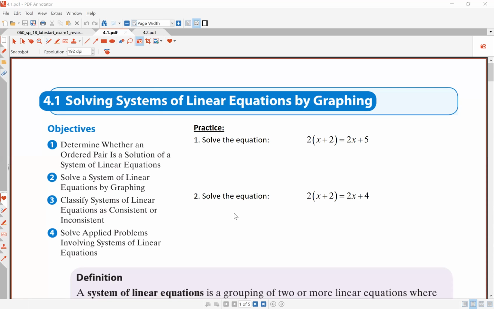All right, so 4.1 homework, how to do this by graphing. All right, so question 1.